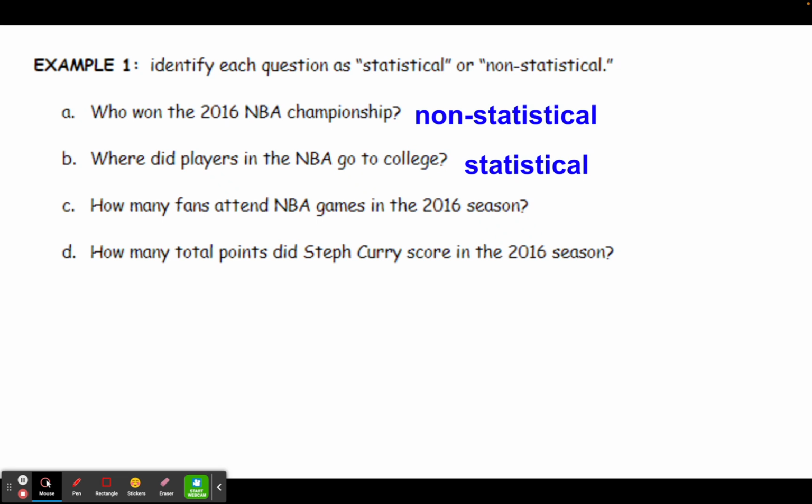How many fans attended NBA games in the 2016 season? This would also be statistical. Each game or each different arena in each city might be different, and so that answer will vary by game. How many total points did Steph Curry score in the 2016 season? The key word here is total. Even though the number of points that he scores in each game is going to vary a little bit, there is only one total number of points because the season has already ended. And because there's only one total and that answer does not vary, that would be a non-statistical question.